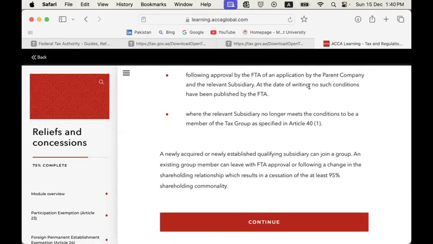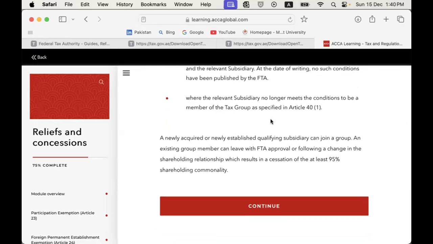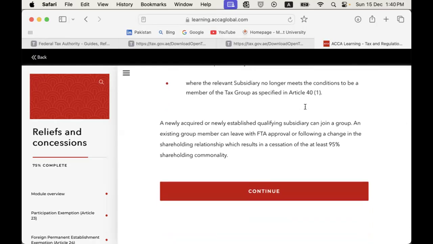At the date of writing, no such conditions have been identified. Where the subsidiary becomes an exempt person, for example, or a qualifying free zone person, by default it will have to move out. So as an action of law, it will have to go out. A newly acquired and newly established qualifying subsidiary can join a group. An existing group member can leave with FTA approval or following a change in the shareholding relationship, which results in cessation of the 95% rule.